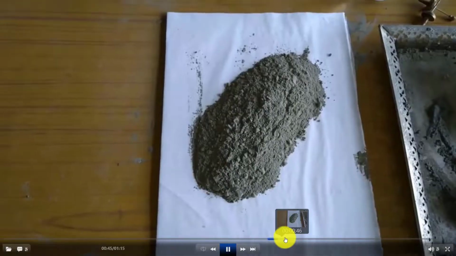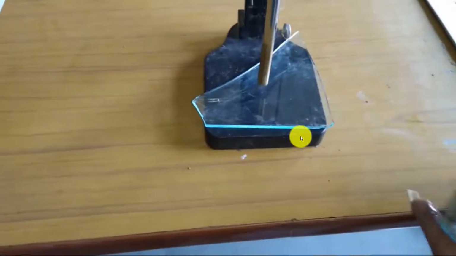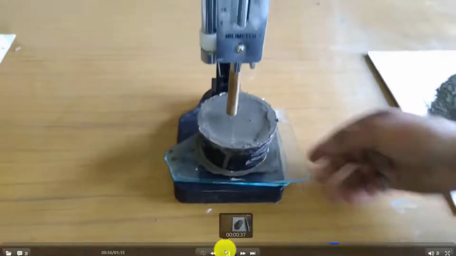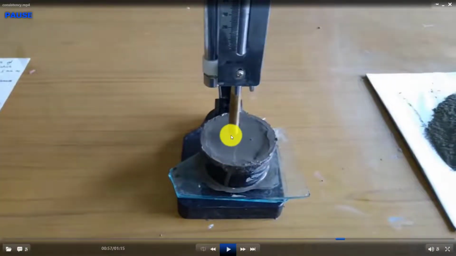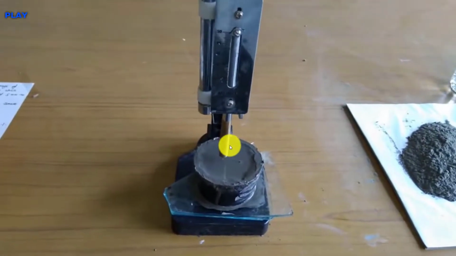After putting the cement into the ring, you have a cement sample like this. Then you allow the penetration of the plunger by leaving the plunger onto the surface of the cement paste. You don't have to leave the plunger at some height. You should leave the plunger on the surface of the cement paste so that you can have accurate results.